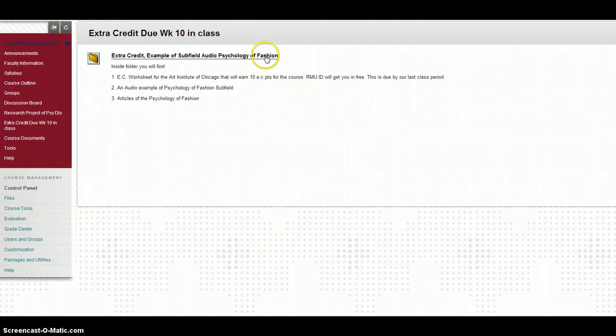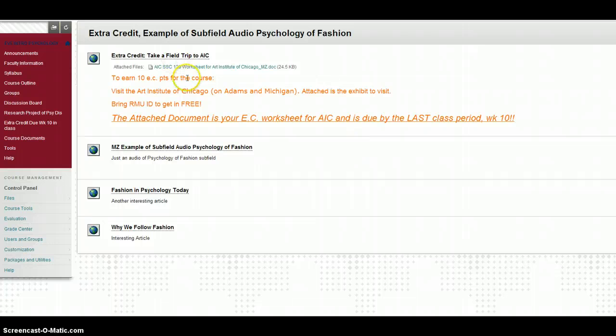Extra credit opportunities. In this case, you can go here, you can visit the museum and fill out the worksheet on the fashion of psychology. This is for a specific exhibit. It's temporary, but typically I put things like cultural events that you can work on for extra points. Also, if you want to make a podcast of specific subfields of psychology and current events or exhibits or museums or places to go that would support that and help that learning.